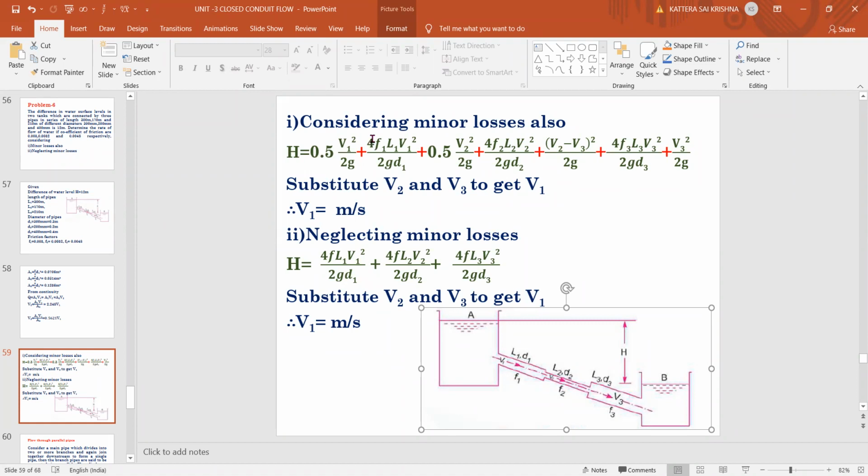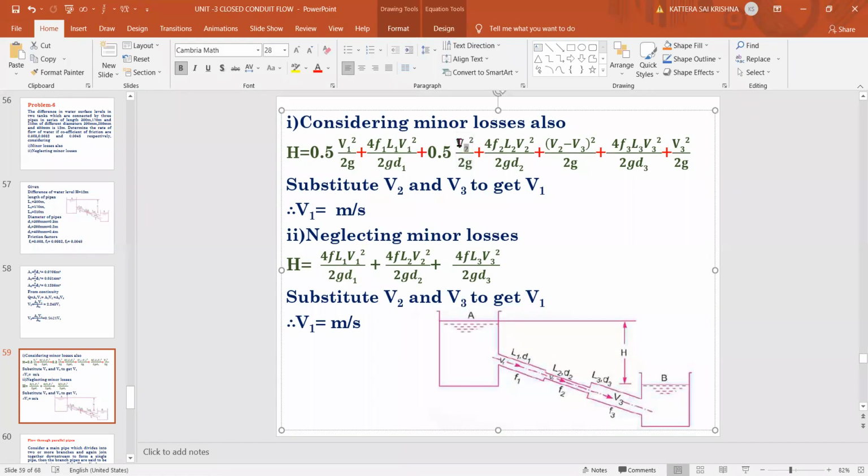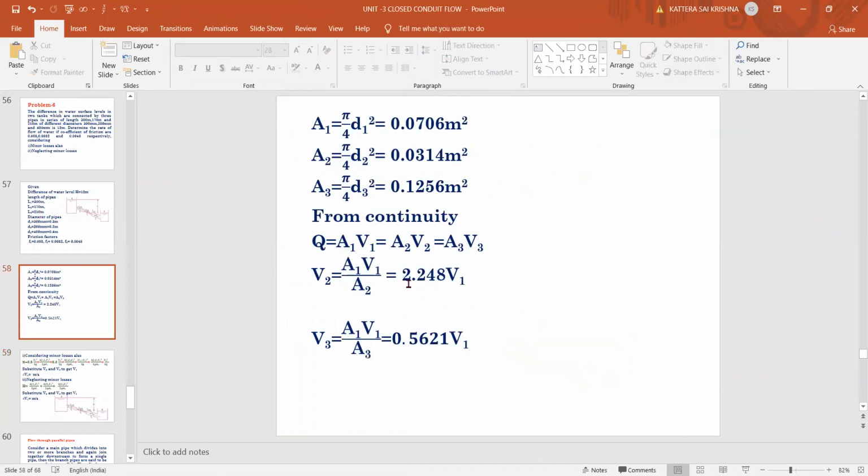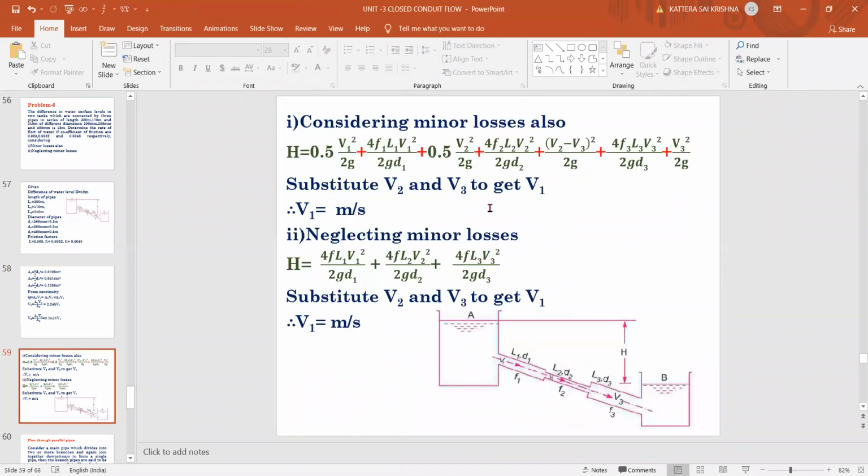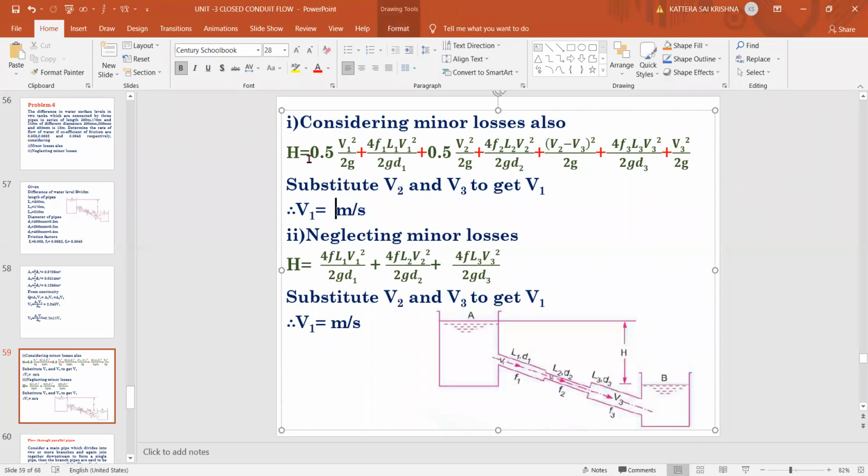By 2 into 9.81, 4 is given. F1 is there, substitute it. L1 also available, substitute. All the terms you can substitute, except V1. In the place of V2, you need to write this one, 2.248 V1. So what you'll get? 2.248 V1 whole square. In that way, substitute V2, V3 also. Here again V3, here again V3. Then tell me finally what you will get as V1 from this. Start solving it, please.